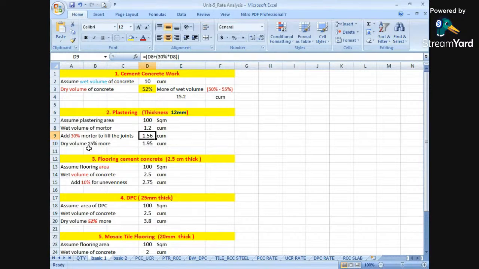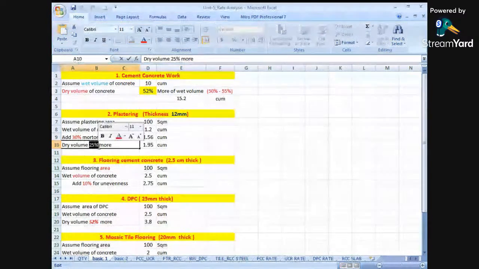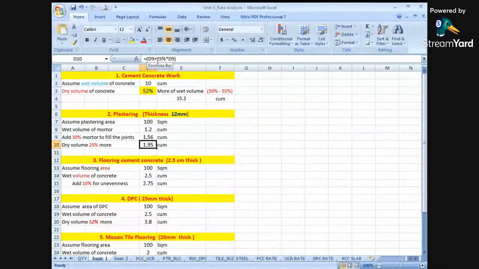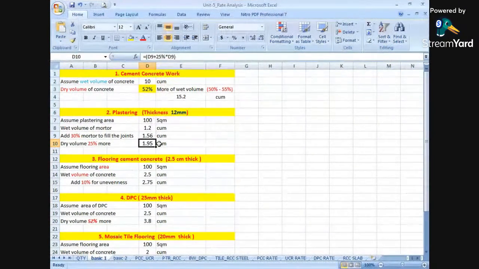Again, in converting this into a dry volume, we require 25% more. So 1.56 plus 25% of 1.56 comes to be 1.95 cubic meters.